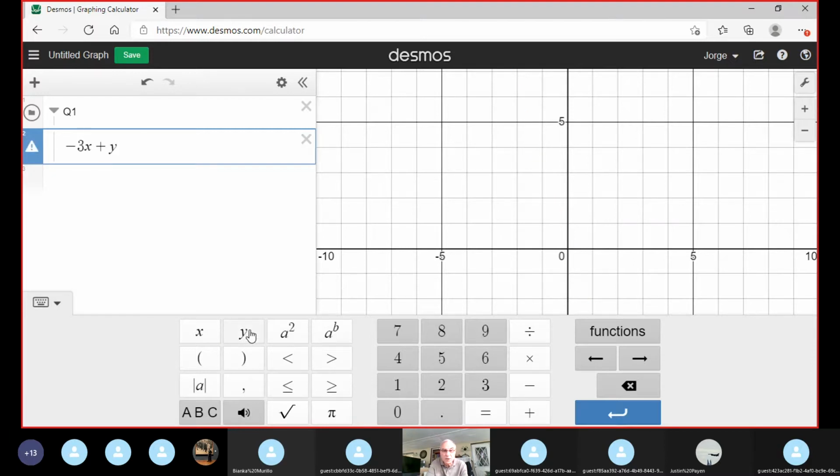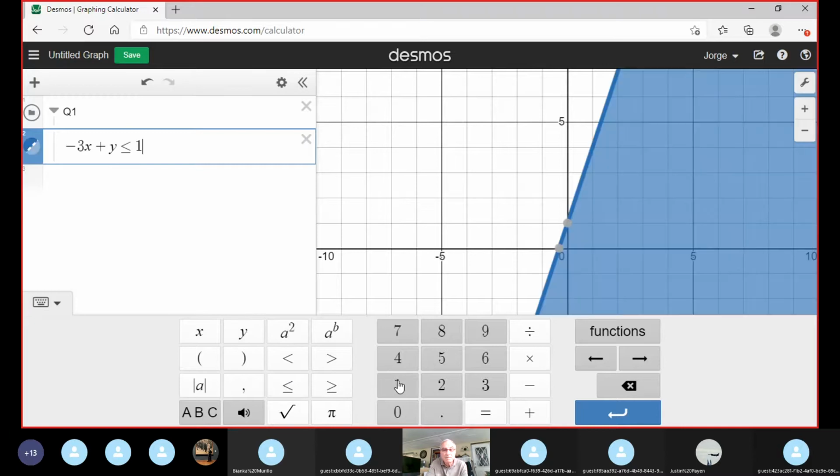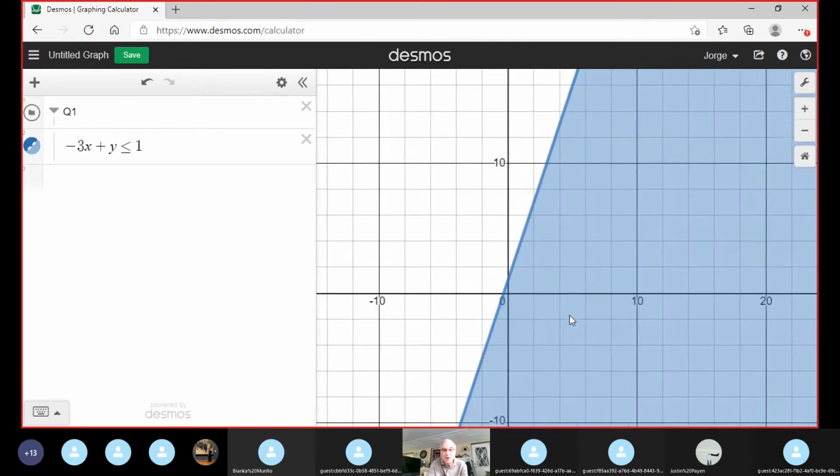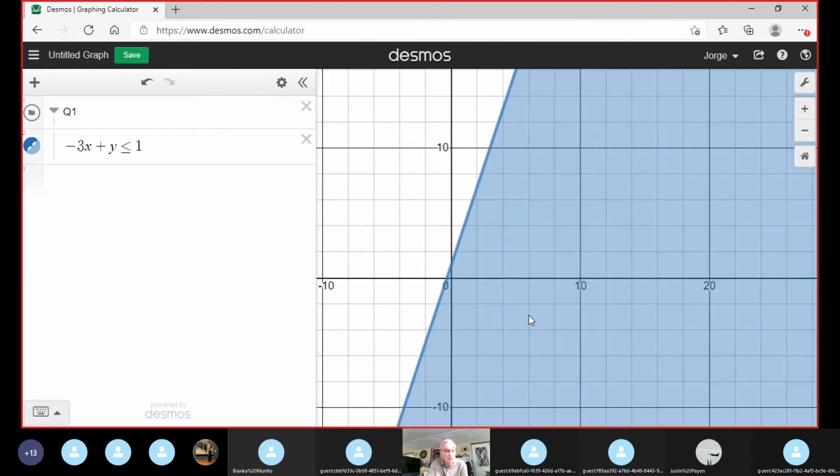You don't need to solve for y. Less than or equal to 1. Bang. I hide the keyboard. The part highlighted in blue is the solution for this inequality. Any point satisfies this inequality perfectly. Above no, below yes. More clear or no?